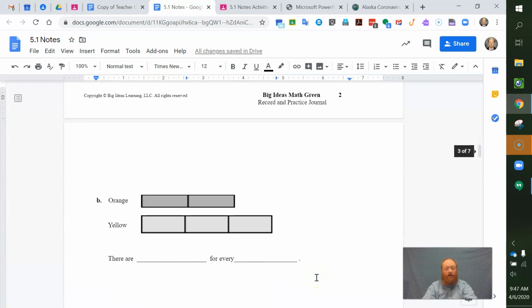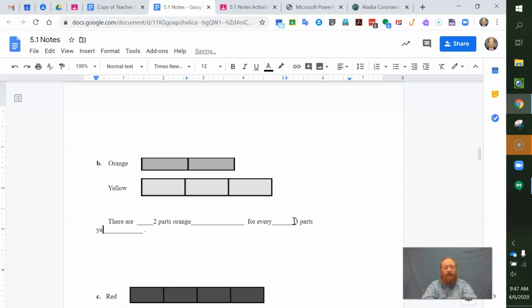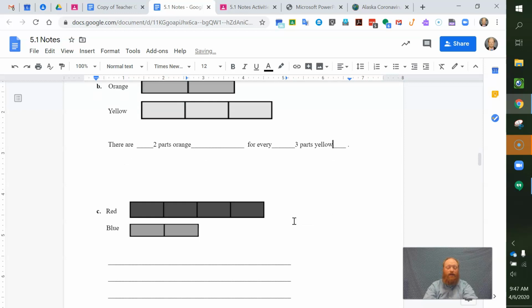Okay, moving on. Orange and yellow. Oh, look at this. They want us to write in what we find. So there are 2 parts orange for every 3 parts yellow. I'm going to delete, make it back onto one line.